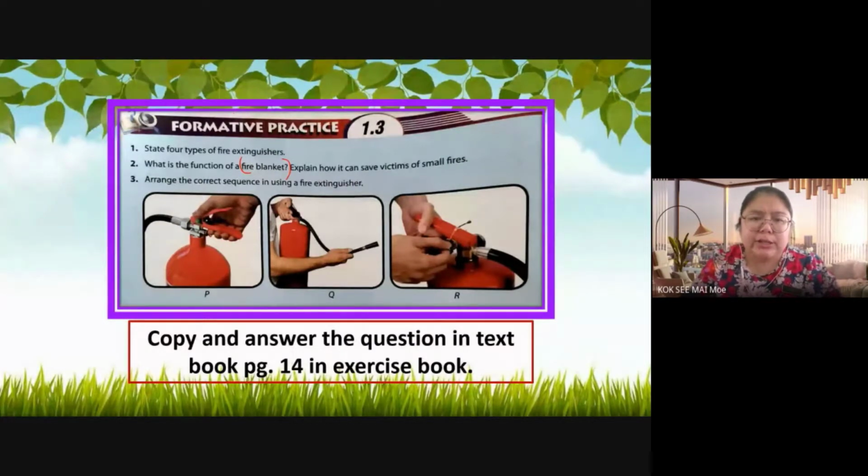Arrange the correct sequence. Which one is the first, which one second, which one third. So this one should be number 1 because you open the pin. Then you go to this one, number 2, aim first. And the last one, you press it. So that means the 3 formative practices you need to copy inside the books, then you need to do it.